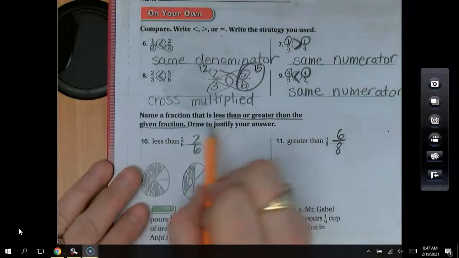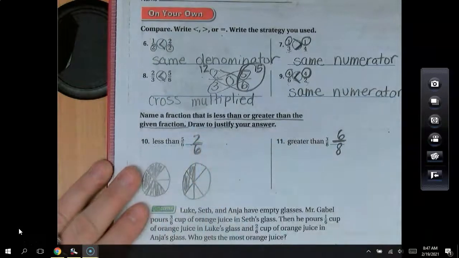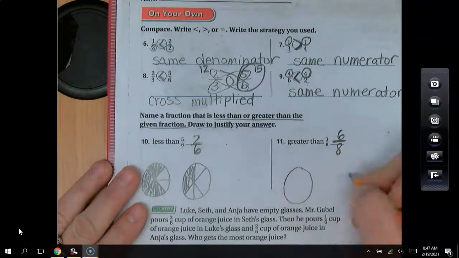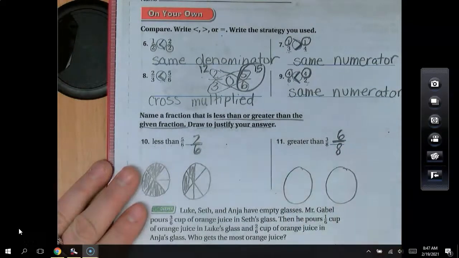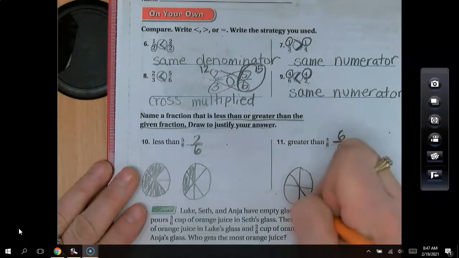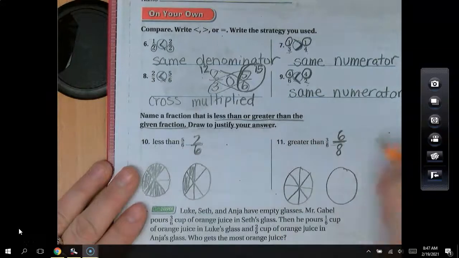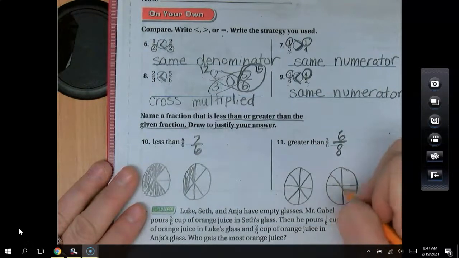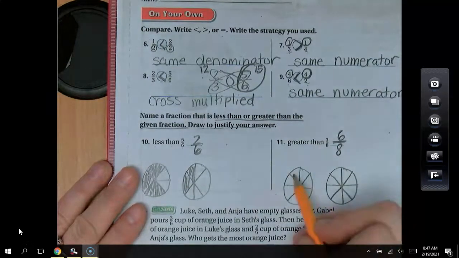Again, they want us to draw to justify our answer. So go ahead and draw 2 circles. This time we're going to cut it into 8 pieces. This is where you can draw your plus sign and then an X. That's what I tried to do on the last one. I wasn't thinking. So go ahead and draw your plus sign and then an X. That'll give us 8 pieces. Okay, 1, 2, 3, 4, 5, 6, 7, 8.